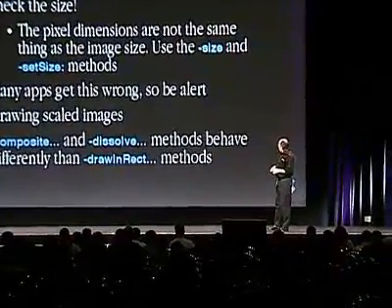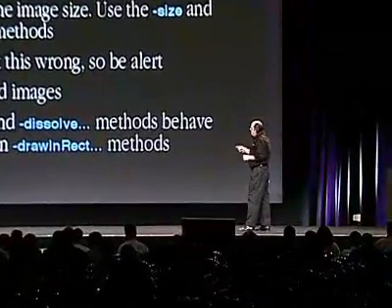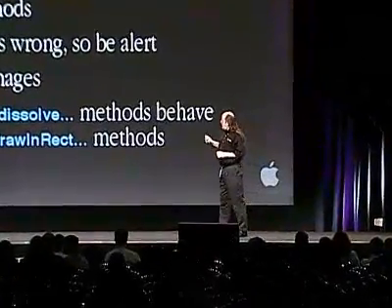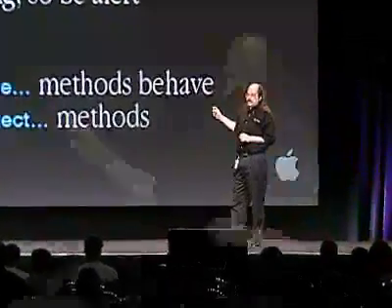And I'm going to mention when you draw an image with a scale, there are methods that start with composite and dissolve, and these behave differently than the methods that start with draw in rect. So what you saw me using before to draw that image in the tinted image demo was composite to point. A thing to remember about the composite methods is that they don't respect a change in the coordinate space. The draw in rect methods do.